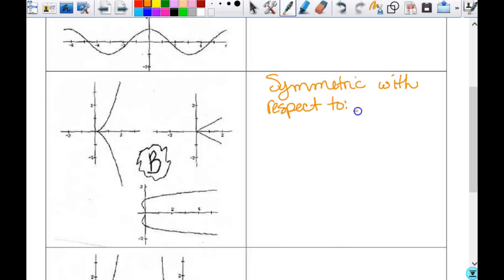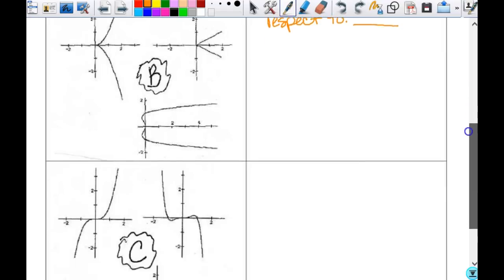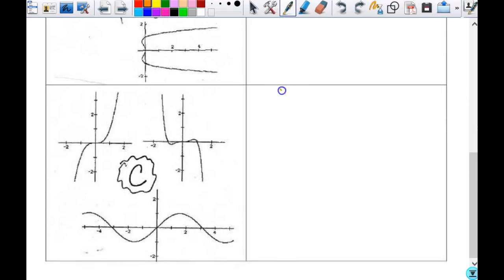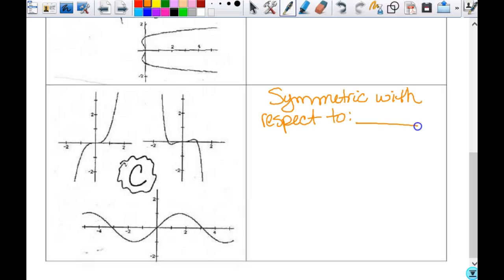Because if you never see the words, you never hear the words, then when they're used with you, they sound all weird and confusing, and you don't even know what they're trying to talk about, and it's really not that bad. It just sounds fancy. Symmetric with respect to. Okay, so just do that on all three of them, then we're going to go back and talk about them.